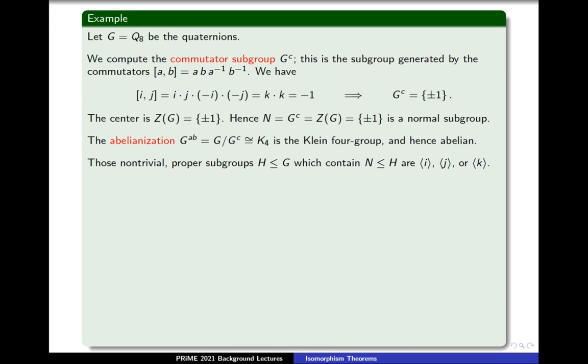The non-trivial proper subgroups H in G which contain N are the subgroups generated by i, generated by j, and generated by k. Here's a diagram showing the group of quaternions with i, j, and k, and containing this normal subgroup N with plus minus 1. So we have this correspondence between Q8 mod N and this Klein 4 group.